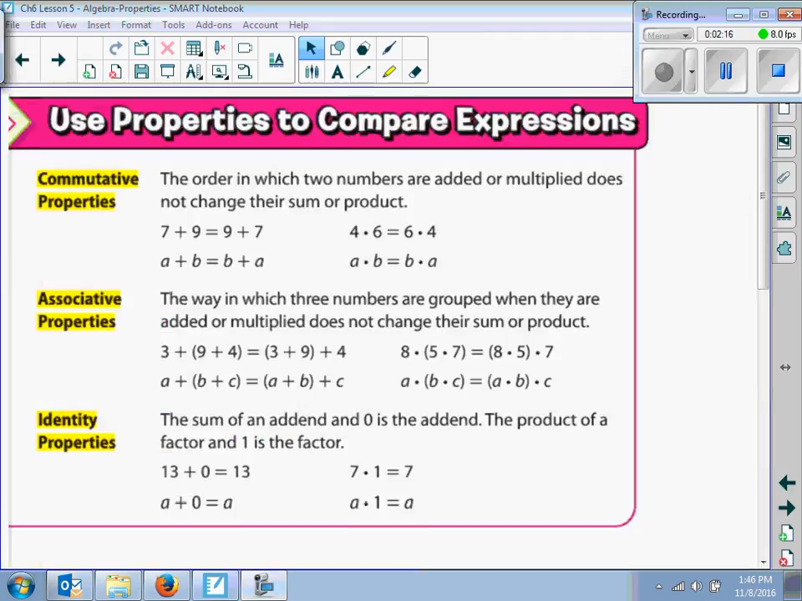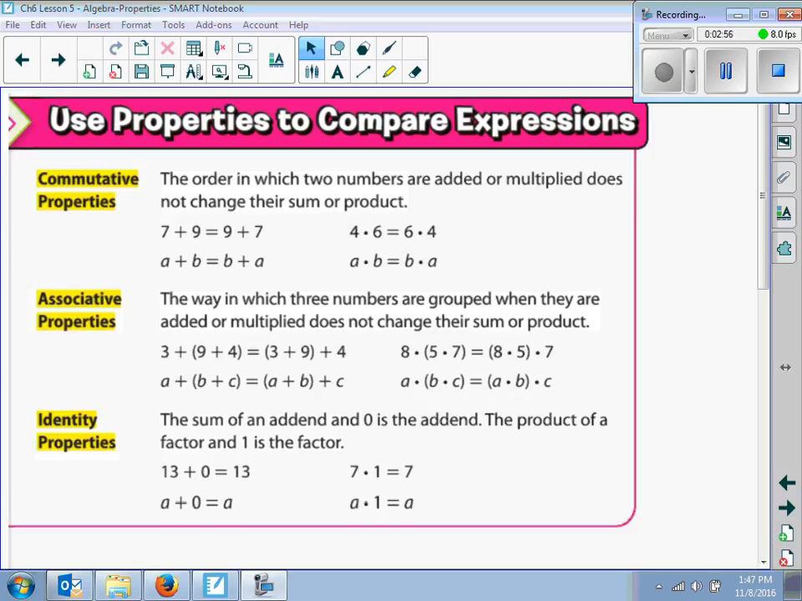So now we're going to use properties to compare expressions, okay? Now here, you need to know these definitions. So you need to put these definitions in your spiral, okay? So here we have the commutative properties. Now you guys, it says commutative, not communitive, okay? The commutative property says the order in which two numbers are added or multiplied does not change their sum or product. The order in which two numbers are added or multiplied does not change their sum or product.